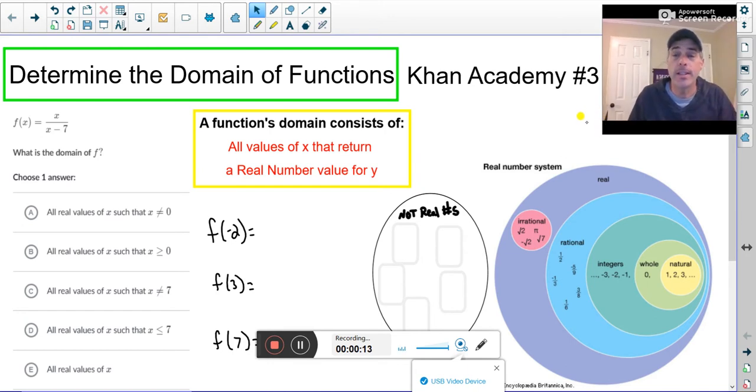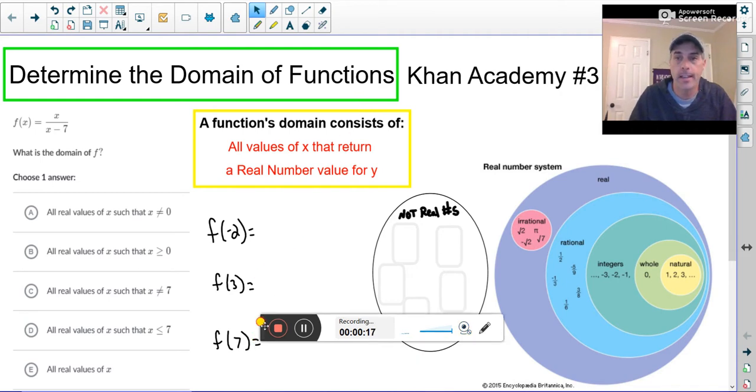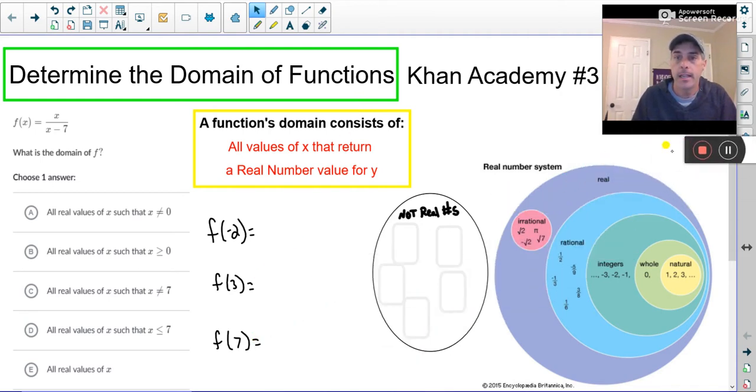Okay, so today we look at determining the domain of functions with Khan Academy. As in my other videos, I'm just going to show you a couple of examples directly from Khan Academy. Maybe you'll get the exact same problems that I'm showing you. Maybe they'll be slightly different, but if you watch the video, you'll definitely understand how to do it.